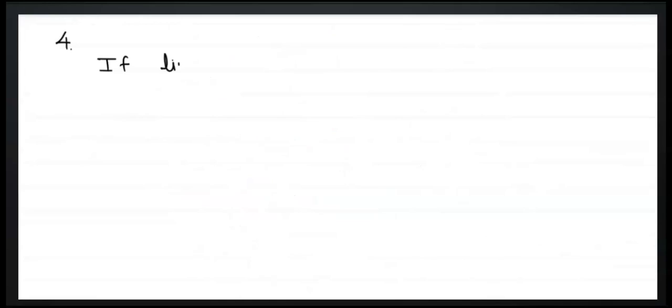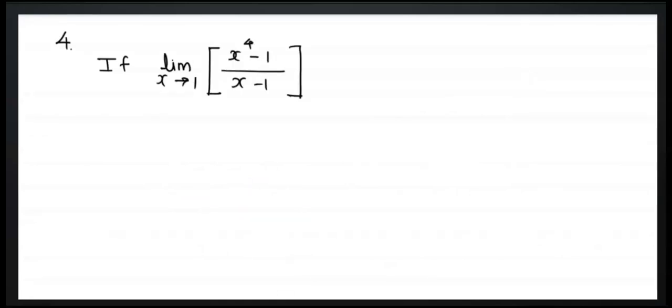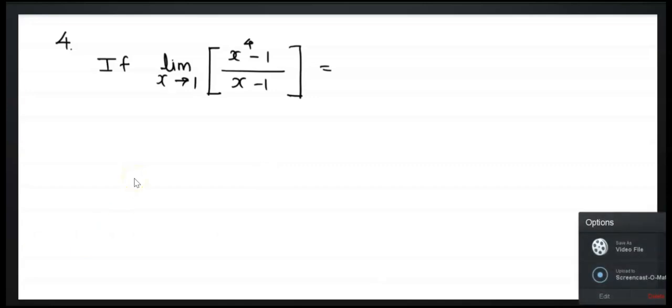Next, the limit as x tends to 1 of (x raised to 4 minus 1) upon (x minus 1). Here we treat 1 as 1 raised to 4. If you take 1 raised to 4 or 1 raised to 5, it will give the same value. Now in this problem, we have x raised to 4, therefore we write 1 raised to 4.